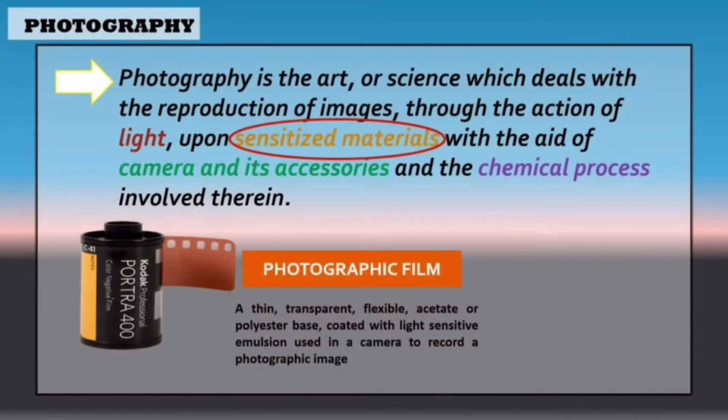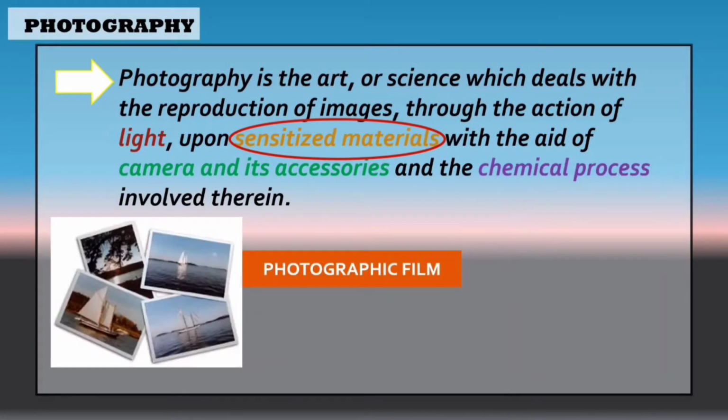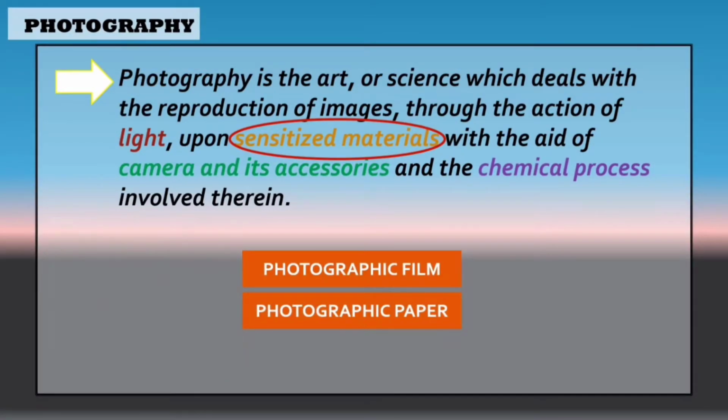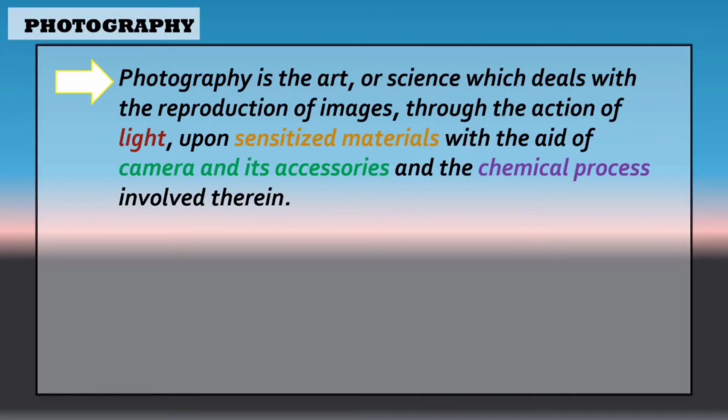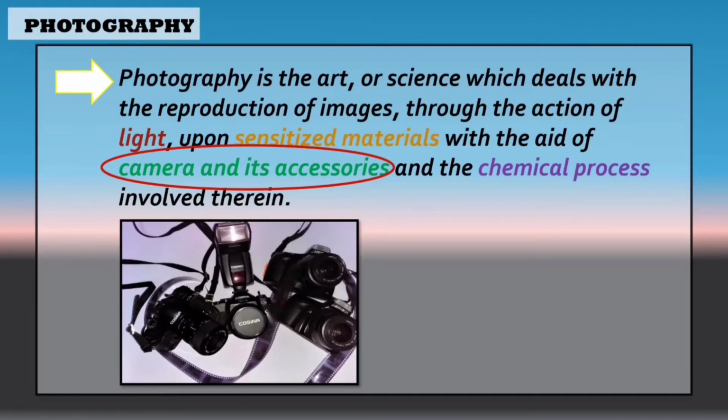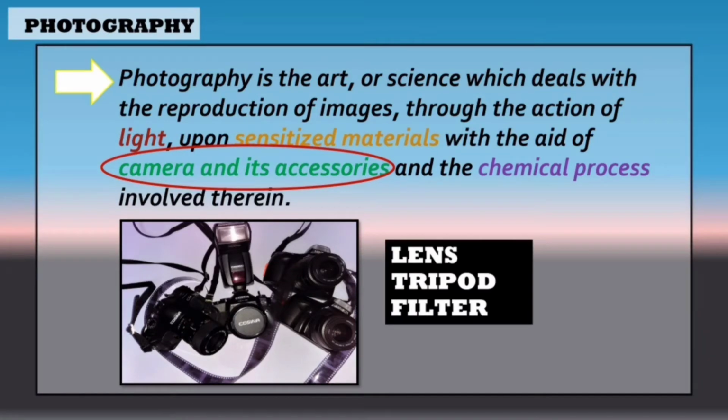The next kind of sensitized materials is called the photographic paper. It is a type of light sensitized material that produces a positive result or photograph after the development, which is the final result of photography. A camera is a light-tight box used to capture images. Here are some of the accessories of the camera. We have lens, tripod, and filter.